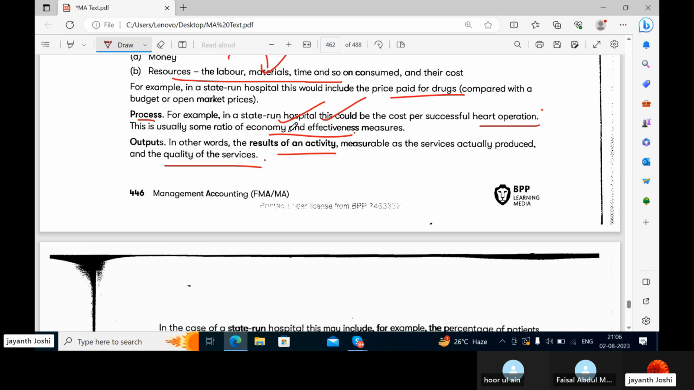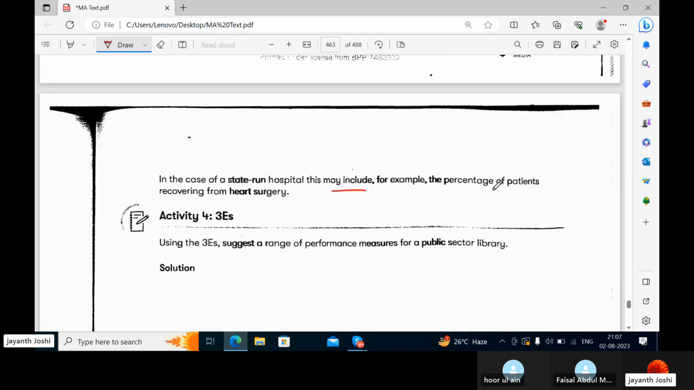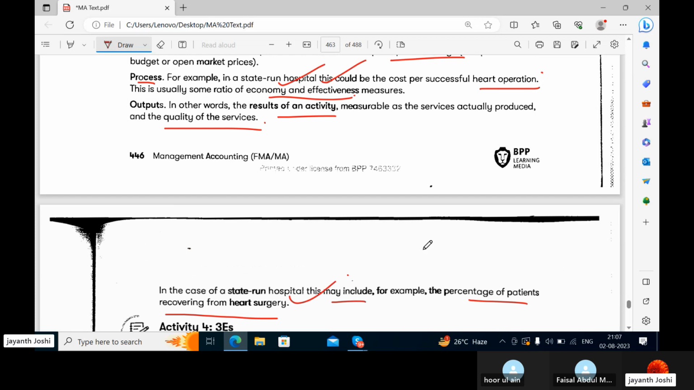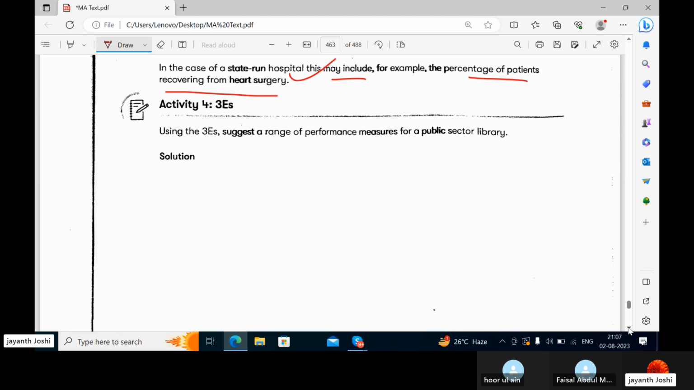So output is nothing but whatever activity you are performing, what is the result of that? It should be measurable as services actually produced, and the quality of the services also matters. In the case of a state-run hospital, this may include, for example, the percentage of patients recovering from heart surgery. So output is how many patients got admitted to the hospital, how many got the treatment, and how many are recovering from that heart surgery. That is the output from that non-profit organization, which is the state-run hospital.